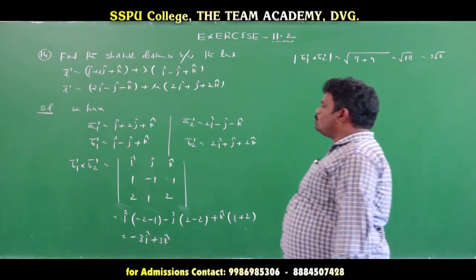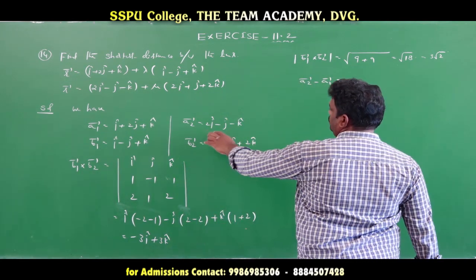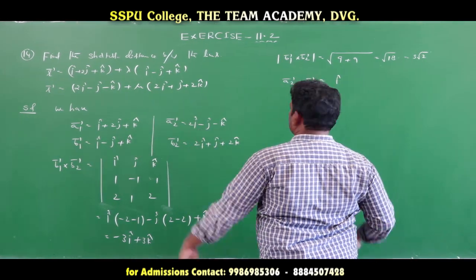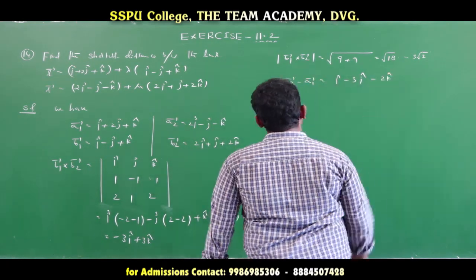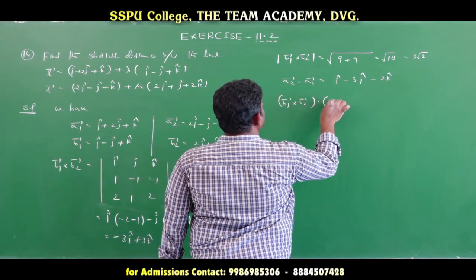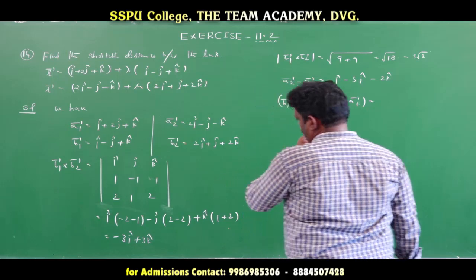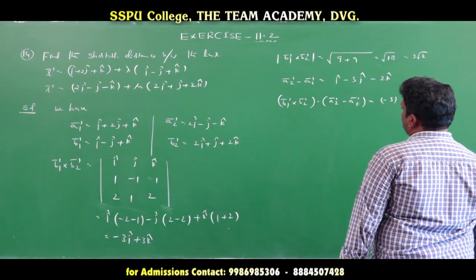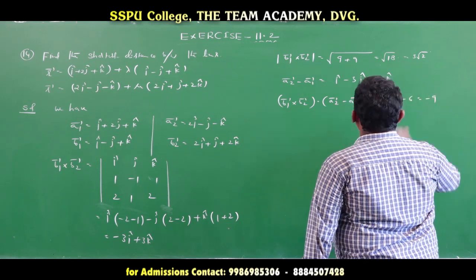Next we find a2 bar minus a1 bar. The difference: 2i minus i gives i, minus j minus 2j gives minus 3j, minus k minus 2k gives minus 3k. So next, b1 bar cross b2 bar dot (a2 bar minus a1 bar): i component is minus 3 into 1 which is minus 3, the j value is not there, and the k value is 3 into minus 3, which is minus 9.